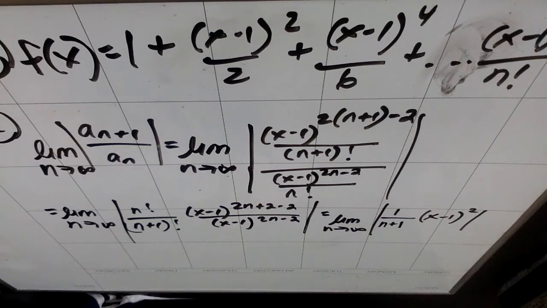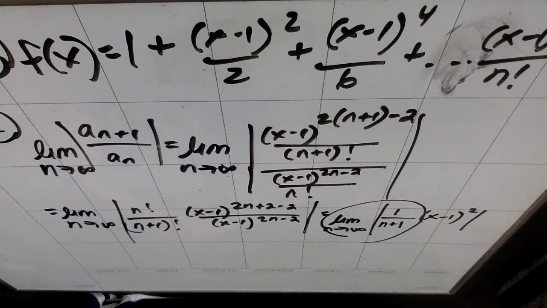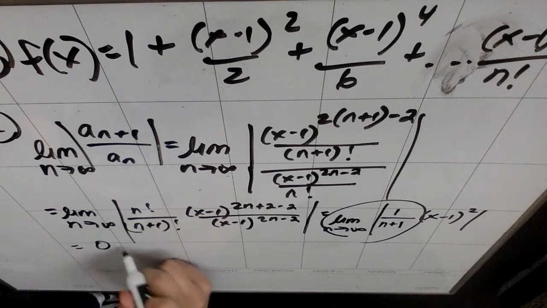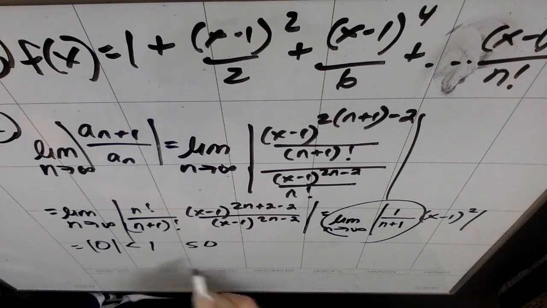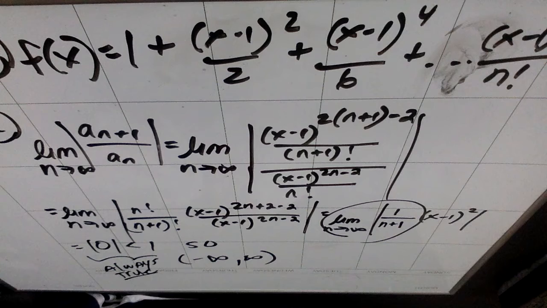But what's interesting is it doesn't matter. And the reason it doesn't matter is because the limit as n goes to infinity of 1 over n plus 1 is 0. So I end up getting 0, doesn't matter what x is, which is less than 1. So the interval of convergence is negative infinity to infinity, because this is always true. There's no need for an x to make this be true.